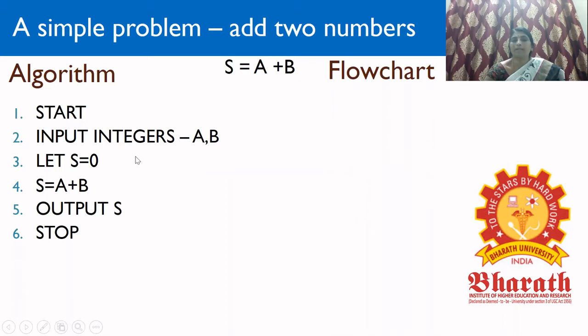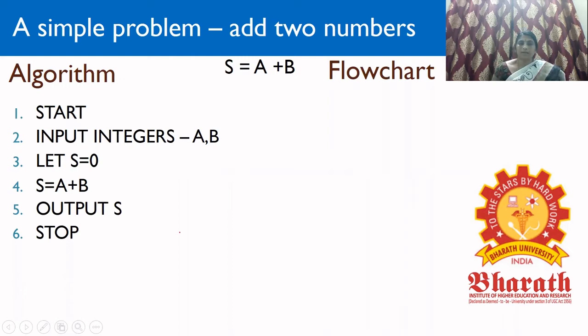And then we need to add it. In order to add it and then to store it, we need another variable, that is S is equal to 0. And then S is equal to A plus B. And the output we need to obtain is the sum of those two numbers. And then at last we need to stop the process.